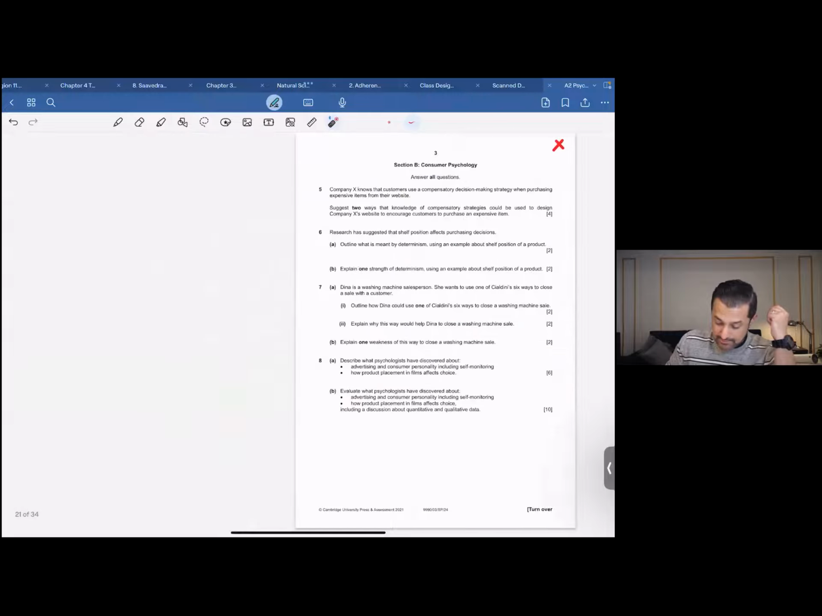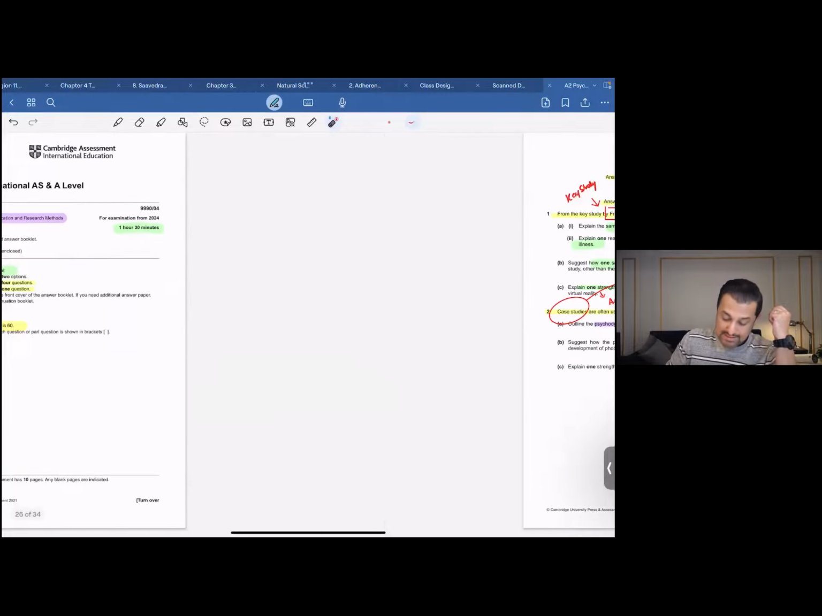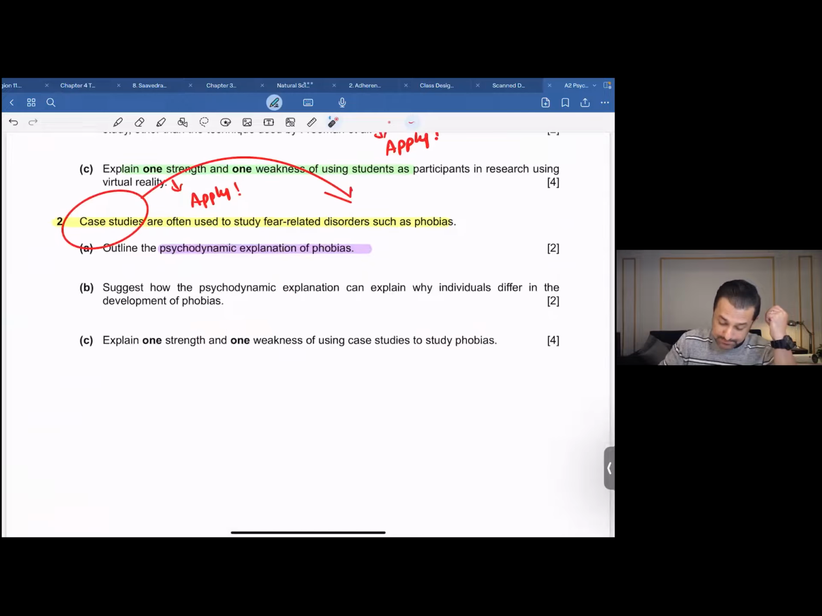Taking it ahead. Suggest how the psychodynamic explanation can explain why individuals differ in the development of phobias. So again, your grip on the psychodynamic explanation should be good enough.